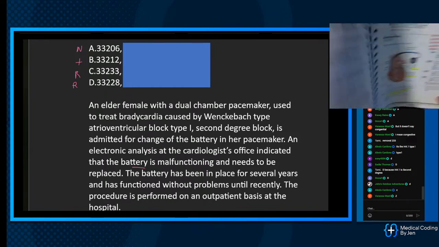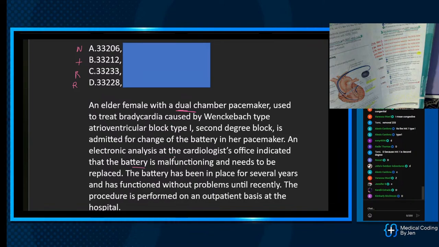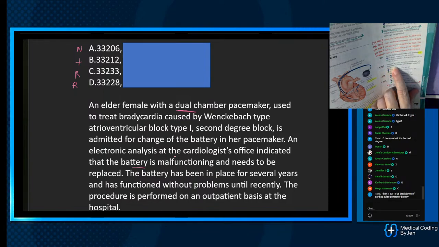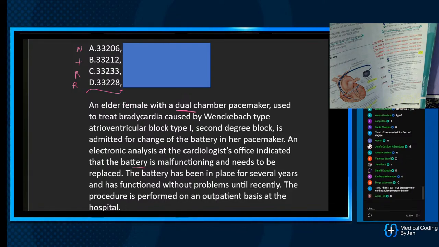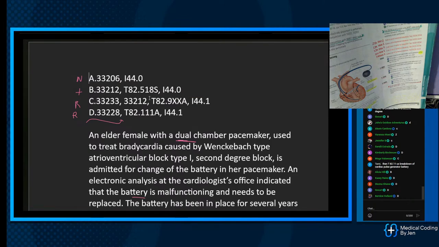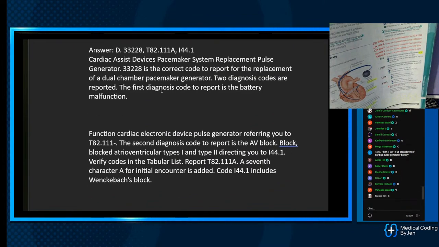Right here, all we did was, she has a dual lead system, right? Yep. She has dual. So all we did was remove her pulse generator and replace her pulse generator. So I like our D, because that's just replacing her battery, taking the old one out and putting a new one in. What do you guys think? Yep. There's the rationale for the diagnosis code, though.